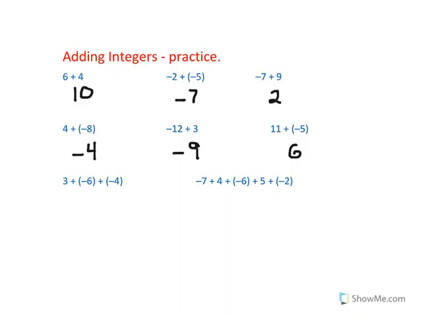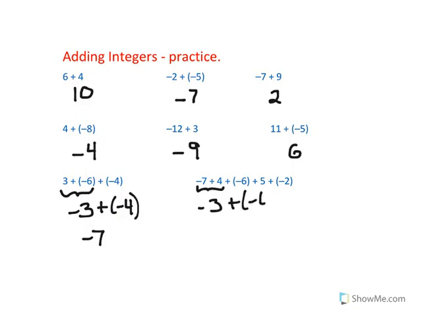Now when you have more than 2 numbers, you need to do 2 at a time. So the first thing I'm going to do is 3 plus negative 6. $3, take away 6 that you want to buy something, you're short 3. And then I'm going to add a negative 4. So here we have negative 3 and a negative 4 is a negative 7. 2 at a time. Negative 7 plus 4 is negative 3.